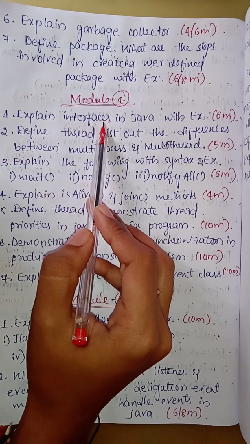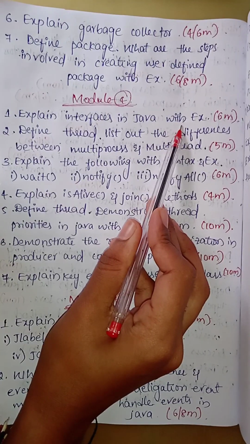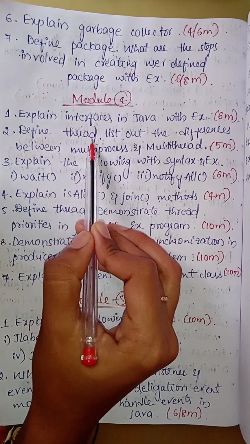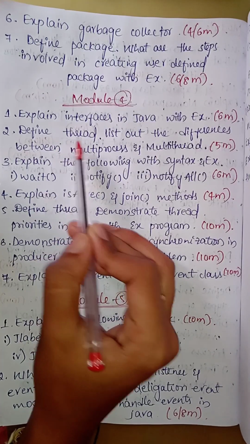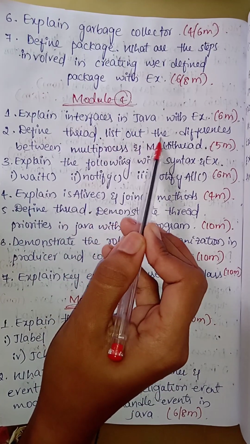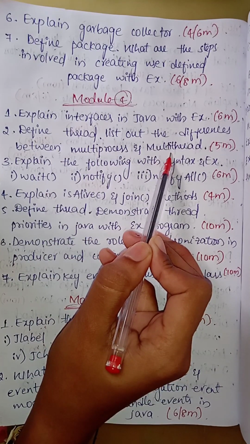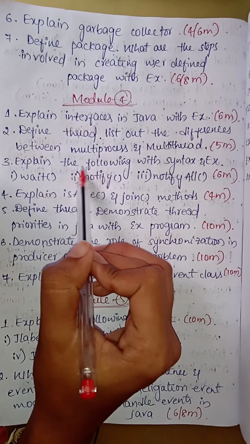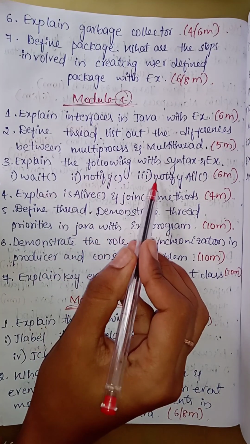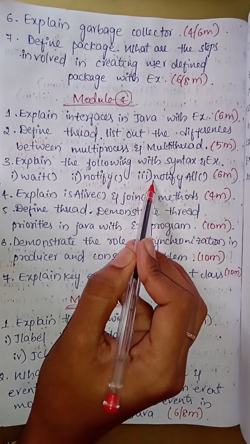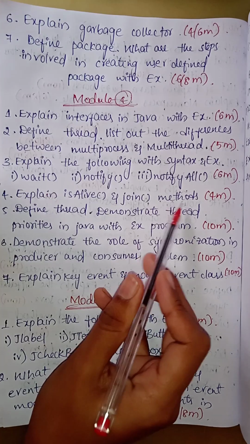Let's see module 4. Explain the interfaces in Java with example. Define thread. We have to define the thread first. Thread is a lightweight process. And list out the differences between multiprocess and multithreading in Java. Explain the following with syntax and example: wait, notify, notifyAll. Explain isAlive and join methods. This is for 4 marks.